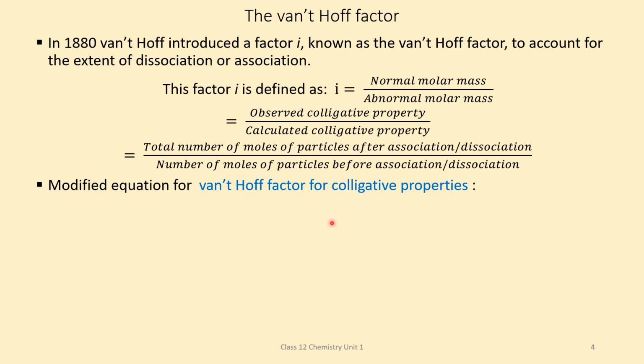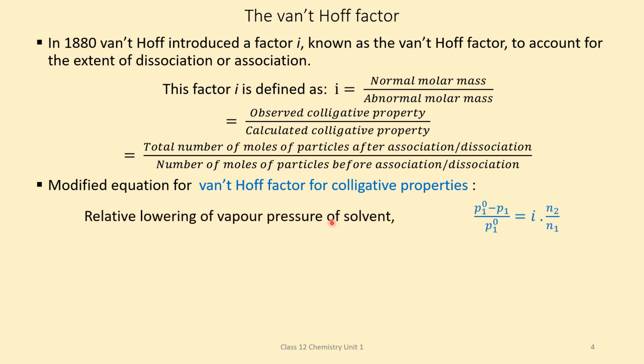Van 't Hoff modified the equations for colligative properties as given below. The modified equation for relative lowering of vapor pressure of solvent is (P1 naught minus P1) divided by P1 naught equals i into n2 by n1. Here P1 naught, P1 and n2 are all defined as earlier. i is the Van 't Hoff factor, and n2 and n1 are the numbers of moles.